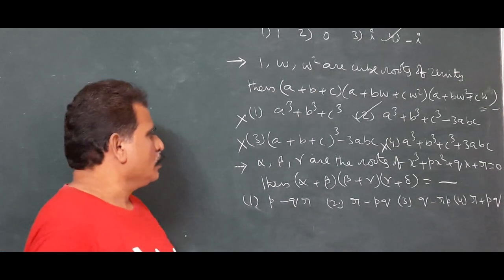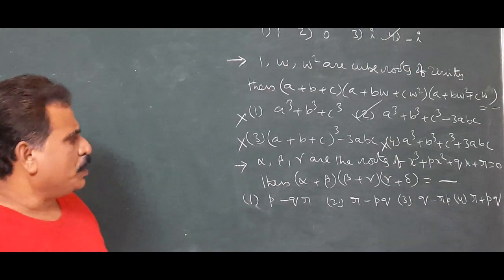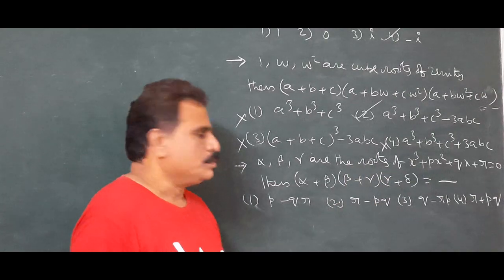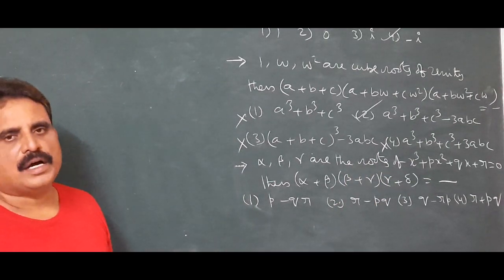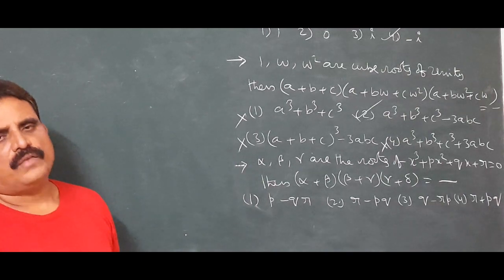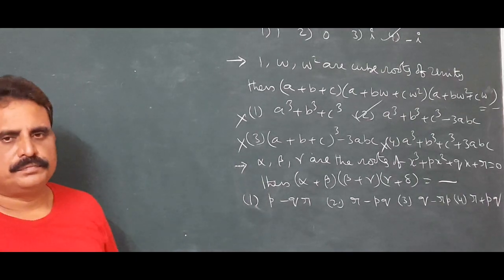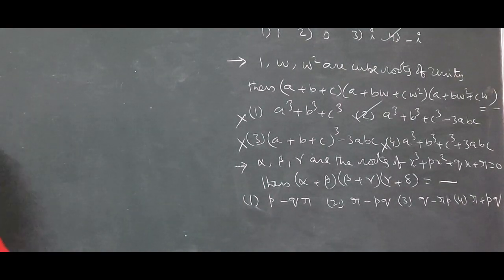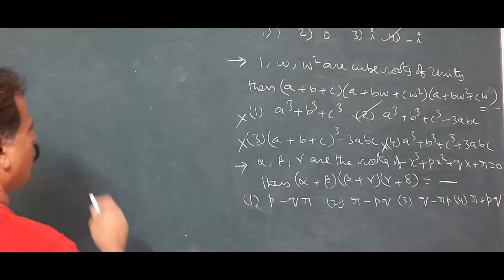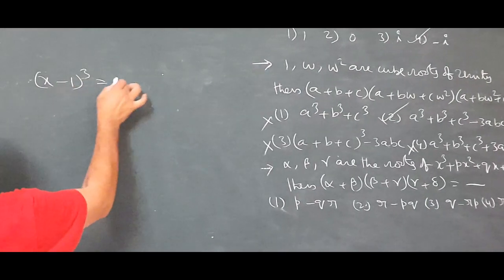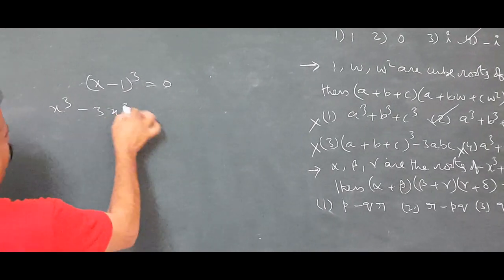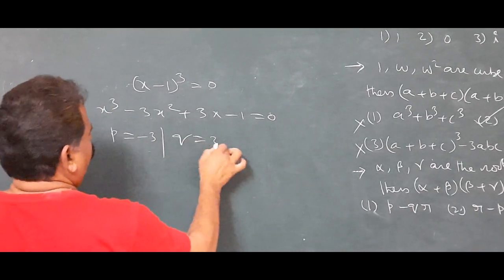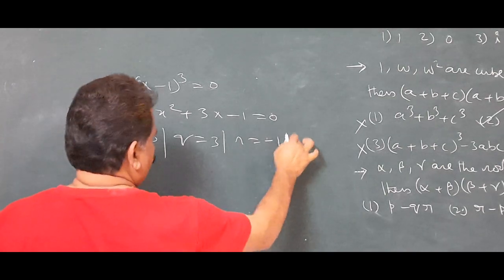Next question. Alpha, beta, gamma are the roots of the equation x cube plus px square plus qx plus r equal to 0. Then alpha plus beta, beta plus gamma, gamma plus alpha. Let us take alpha equal to beta equal to gamma equal to 1. So what about the equation? Construct the equation having roots 1, 1, 1. That is x minus 1 whole cube equal to 0. That is x cube minus 3x square plus 3x minus 1 equal to 0. So p equal to minus 3, q equal to 3, r equal to minus 1.